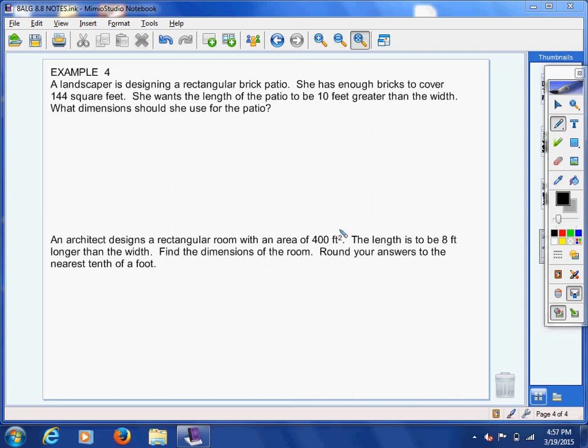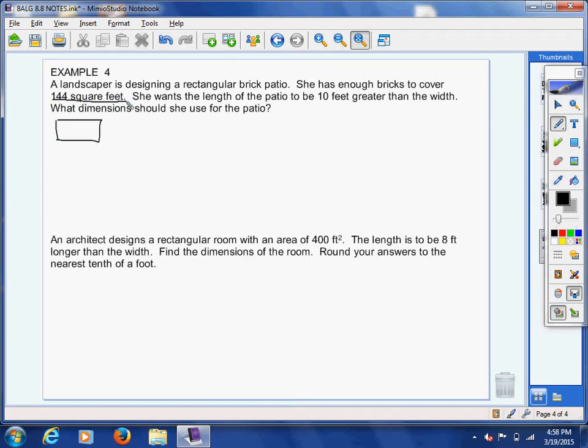Back again, we're in 8.8 example 4. This is just an application problem, and we can solve this by completing the square, which has been our topic in 8.8. A landscaper is designing a rectangular brick patio. What I normally do is I will actually draw that rectangle shape. She has enough bricks to cover 144 square feet.